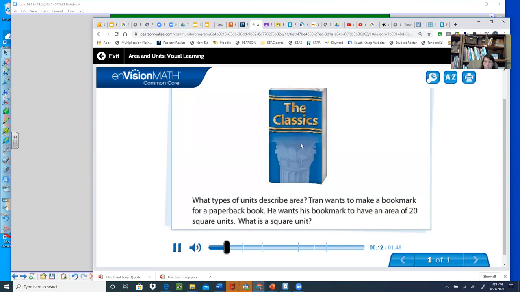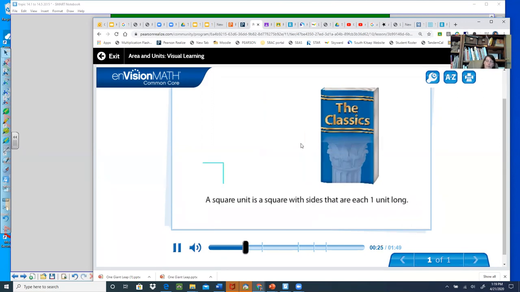What types of units describe area? Tran wants to make a bookmark for a paperback book. He wants his bookmark to have an area of 20 square units. What is a square unit? A square unit is a square with sides that are each one unit long. Should he use square centimeters or square inches as a unit? What are you measuring when you measure area?